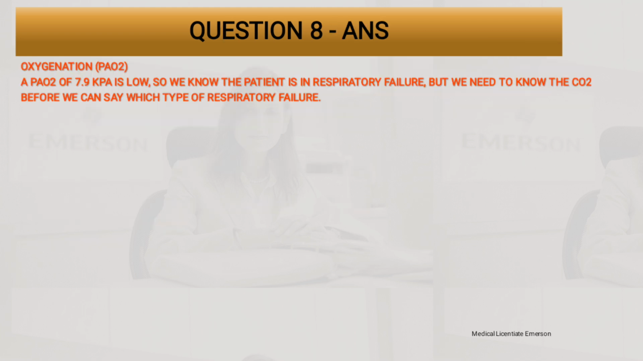So let's break them down. Oxygenation of 7.9 is low, so we know that the patient is in respiratory failure, but we need to know the carbon dioxide so we can know which type of respiratory failure. So we need to know whether we are dealing with respiratory failure type 1 or type 2.